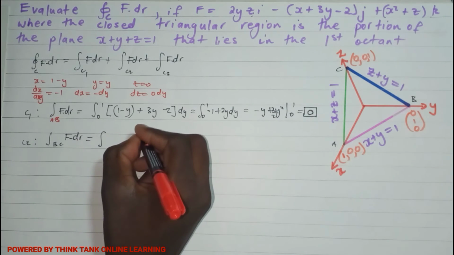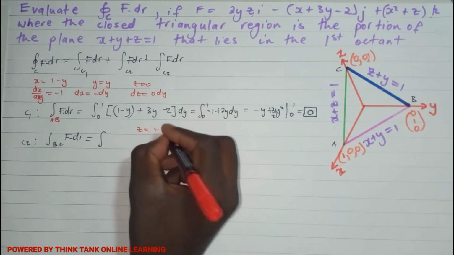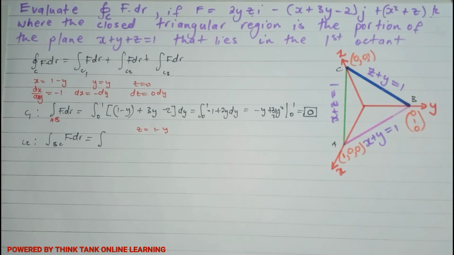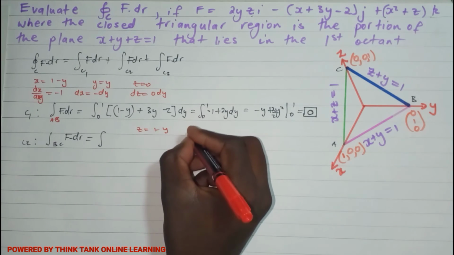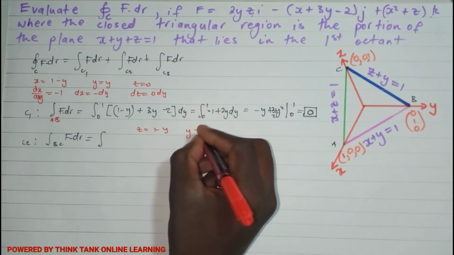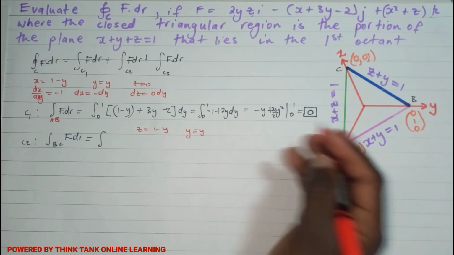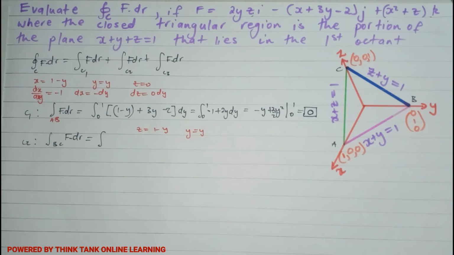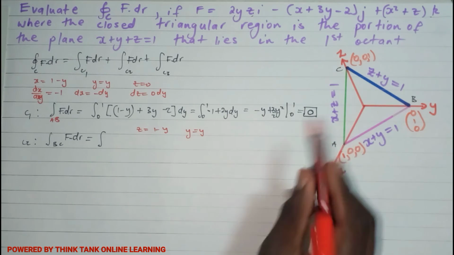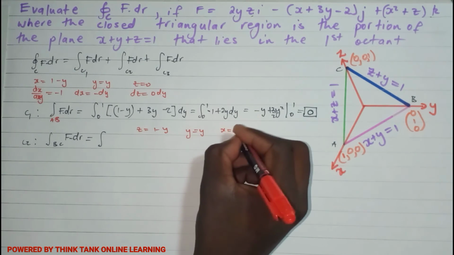Okay, so z is equal to 1 minus y. And what is y? y equals y. What about x? x here is 0, and we'll call that the blue line. This blue line, x equals 0.